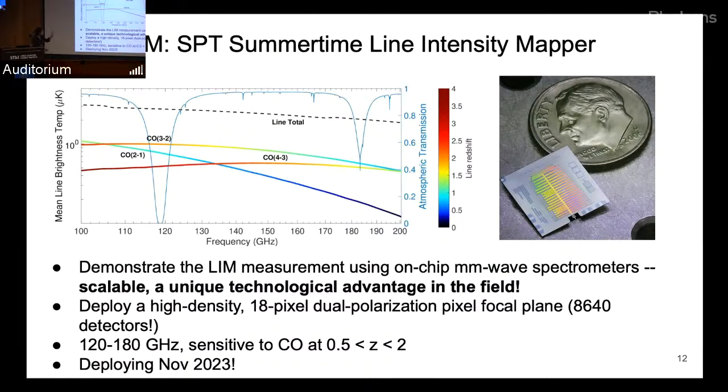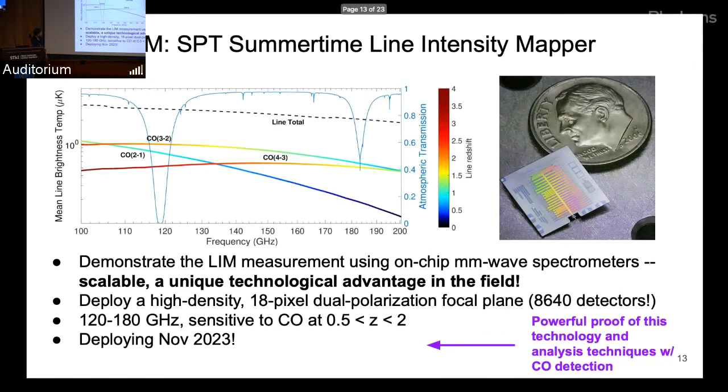So you can see that for most of this bandwidth, you're getting a good, clean measurement, mostly looking through the atmosphere, not being impacted by those pesky water or oxygen lines. And this is funded to be deployed in November 2023 to the South Pole. And the punchline here is that if we can make a measurement of the CO power spectrum, this is going to be a really powerful proof of this new technology and the analysis techniques you need to publish a power spectrum with this sort of scalable line intensity mapping detectors.